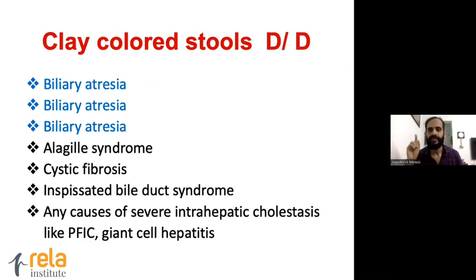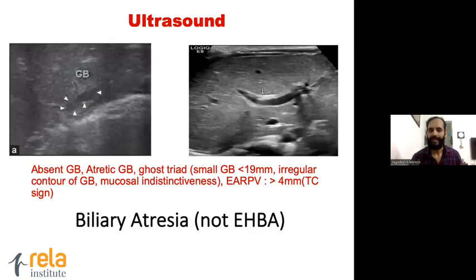We have to always think of biliary atresia when the child has persistent clay-colored stools, because it is a condition where a surgery can temporarily bring down symptoms, though it is rather not correctable. The other possibilities that we clinically see are Alagille syndrome, which can have persistent pale stools, cystic fibrosis, inspissated bile duct syndrome, which usually happens in hemolysis and sepsis, and any cause of severe intrahepatic cholestasis due to canalicular edema can also lead to pale stools.